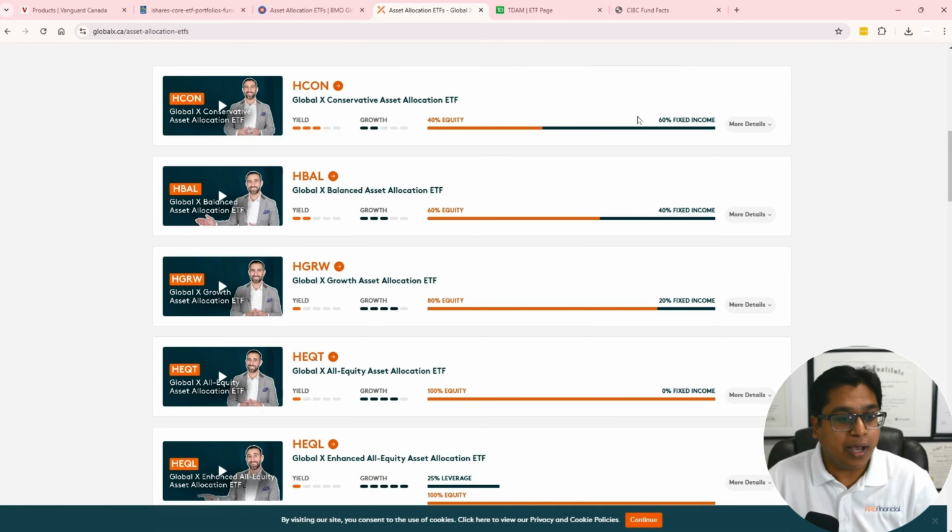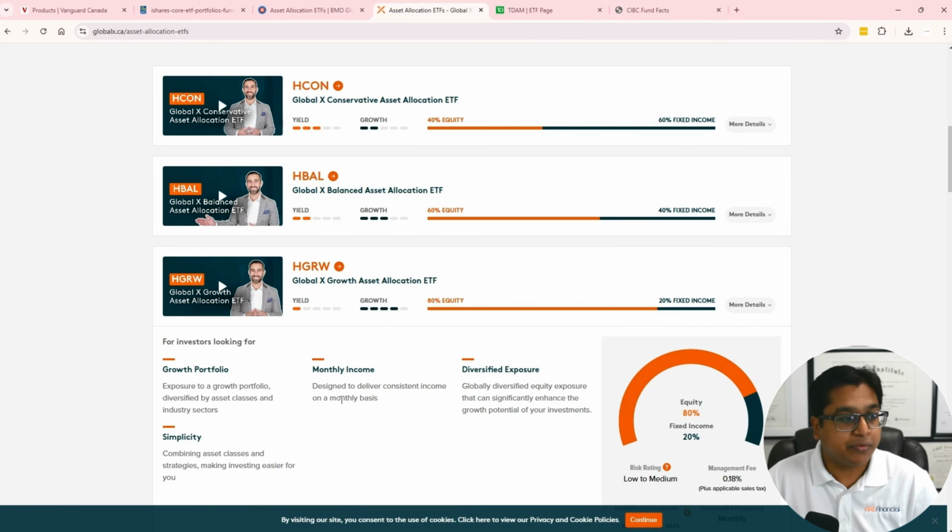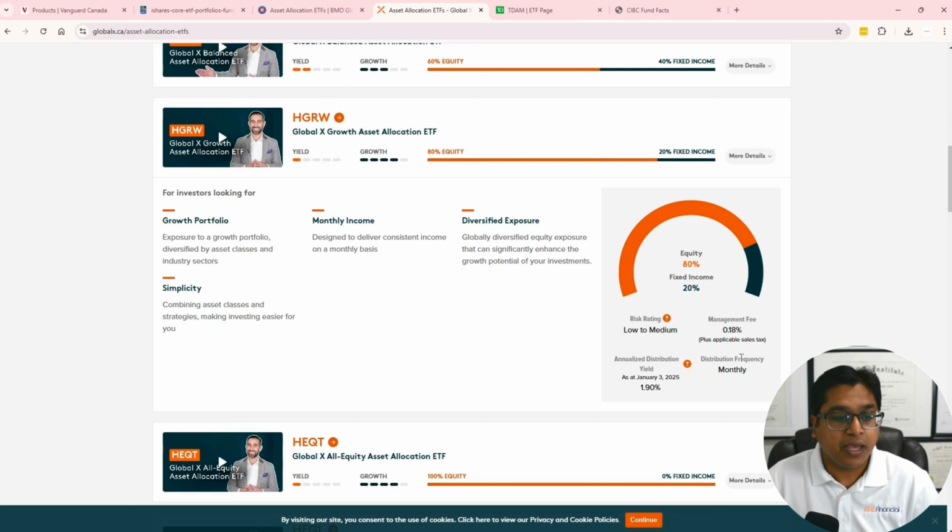But if you go up, these are the asset allocation ETFs, and if you select one of these, you can read the details of how they invest. For example, for this growth asset allocation ETF, as you can see, the fees are this, and they probably invest in a similar fashion to the other ones that we have looked at so far.